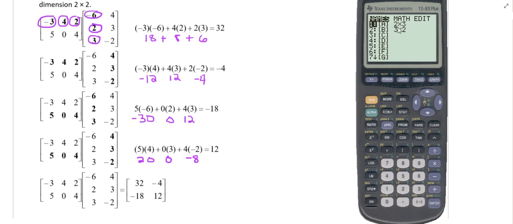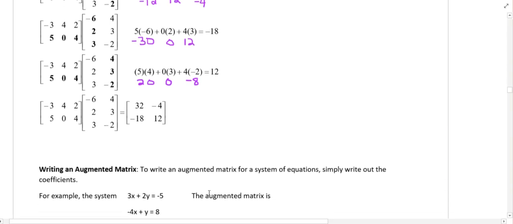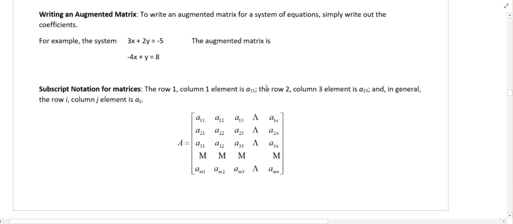Now you want to multiply these. Okay, so let's go to the home screen real quick. So second, quit. We want to grab these matrices. So you're going to go back to the matrix. So second matrix, and then just enter because you want names. This is just the name of matrix A. I want to use matrix A times matrix B. Second matrix, scroll down. I want the name matrix B. and it multiplies them for us. So 32, -4, -18, 12, just like we had.